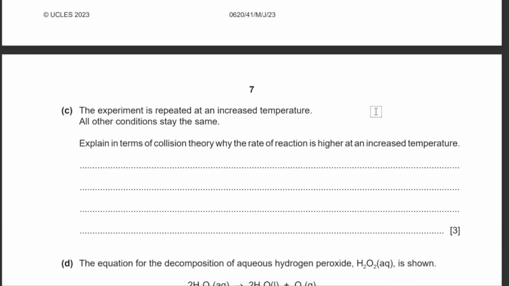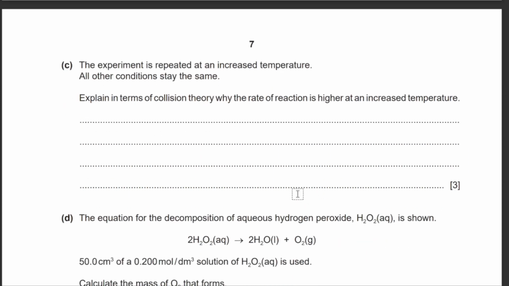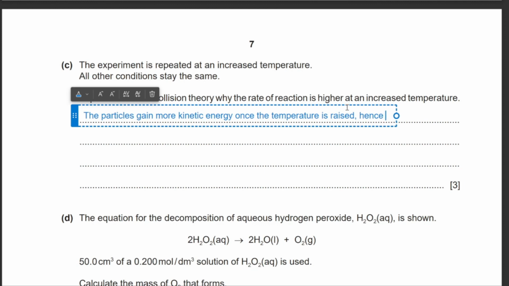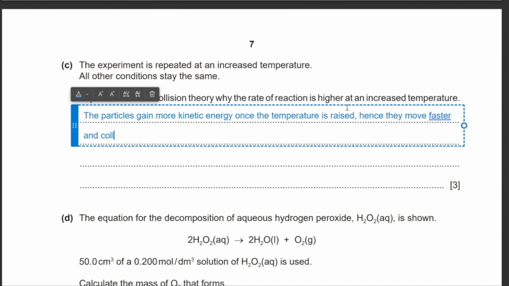Moving to the next part, the experiment is repeated at an increased temperature. All other conditions stay the same. Explain in terms of collision theory why the rate of reaction is higher at an increased temperature. Right, so the particles gain more kinetic energy once the temperature is raised. Hence, they move faster and collide more frequently.